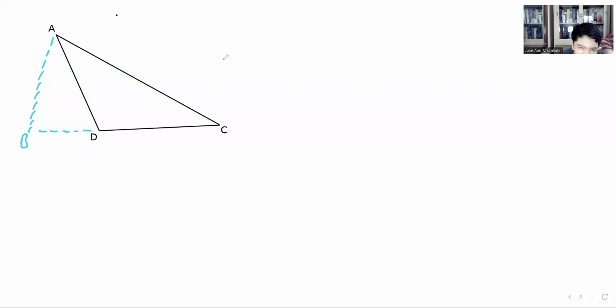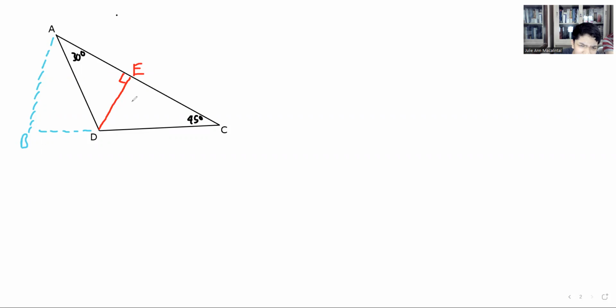I will just use black since we already knew it. 45 degrees. This is 30 degrees. Since this is 30 degrees and this is 45 degrees, they are angles of special triangles. So I can make a perpendicular altitude from D to AC. Let's call this point E.